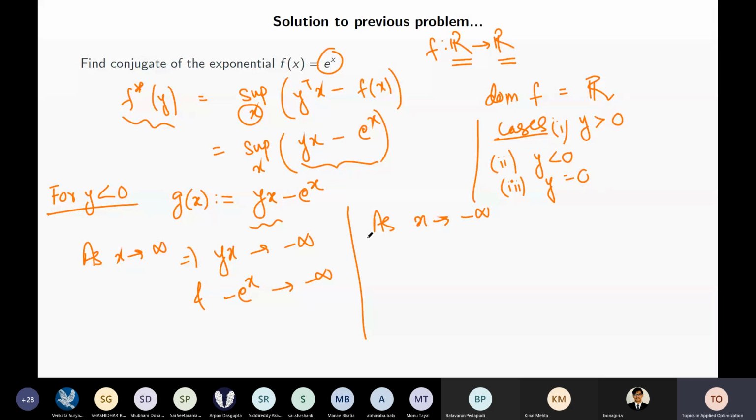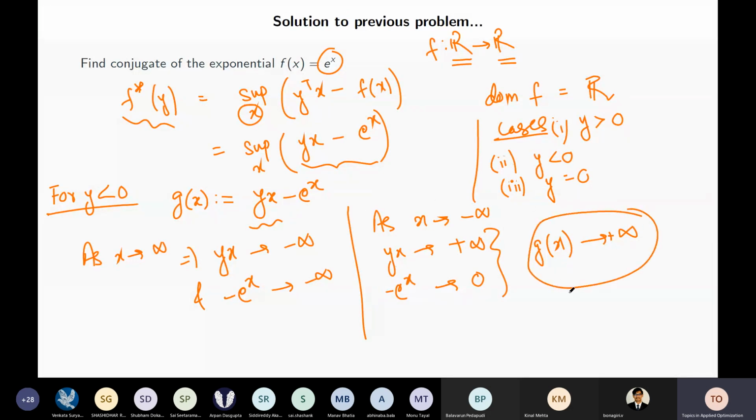as x tends to minus infinity, what about this term? yx is tending to positive infinity. Although this term, minus e to the x, is indeed going to 0, overall g(x) is going to infinity. So it is unbounded, and for the supremum this is the case that we worry about, where it's going to plus infinity, and this is where it is not going to be defined.